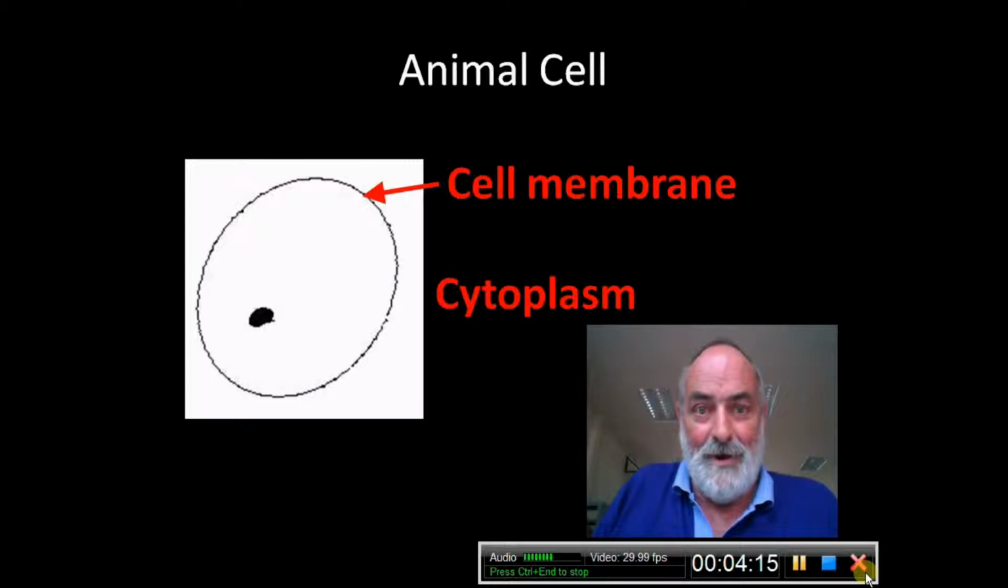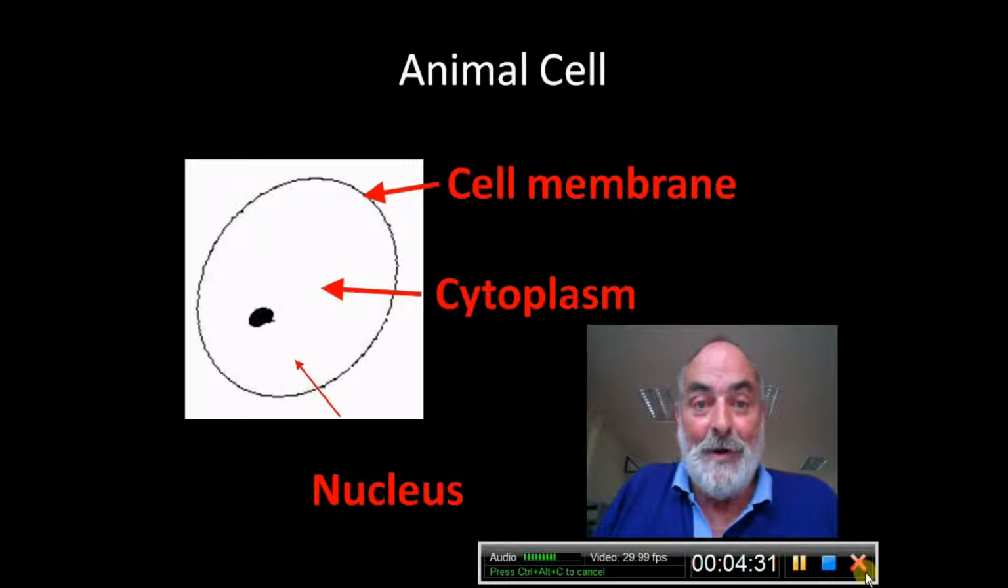Inside the cell membrane, we have the cytoplasm. The cytoplasm is where all the chemistry of the cell takes place. And inside the cytoplasm is the nucleus. And the nucleus controls all the activities of the cell. It's like the brain, or a computer. It is the control center.